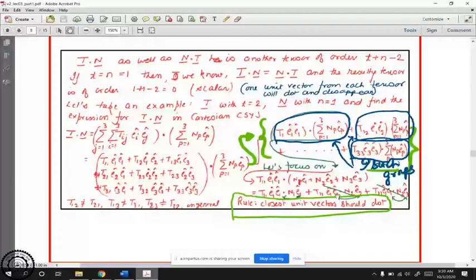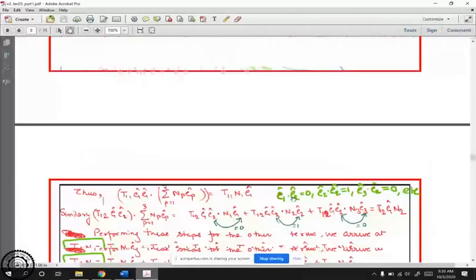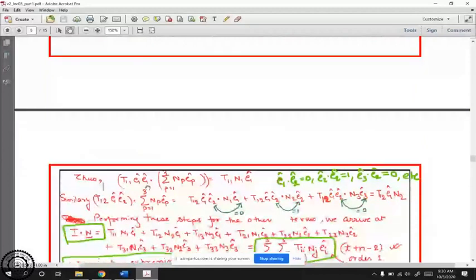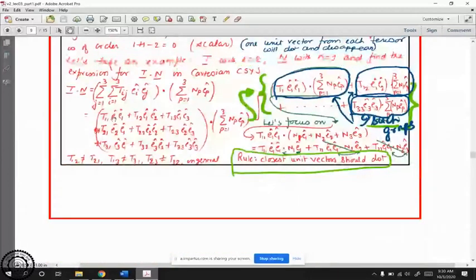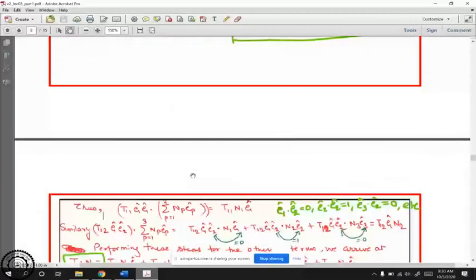Now you'll see that since our coordinate system has orthogonal unit vectors, e1 dot e2 will be 0 and e1 dot e3 will be 0. So we will have only one term surviving out of these 3, and that will be T11 e1 n1. And these 2 unit vectors will be sacrificed. They will just become 1. So this dotting with this gives me only one term, which is T11 n1 e1.